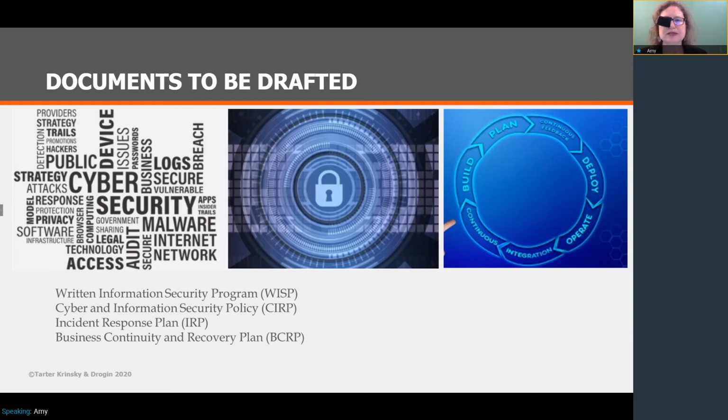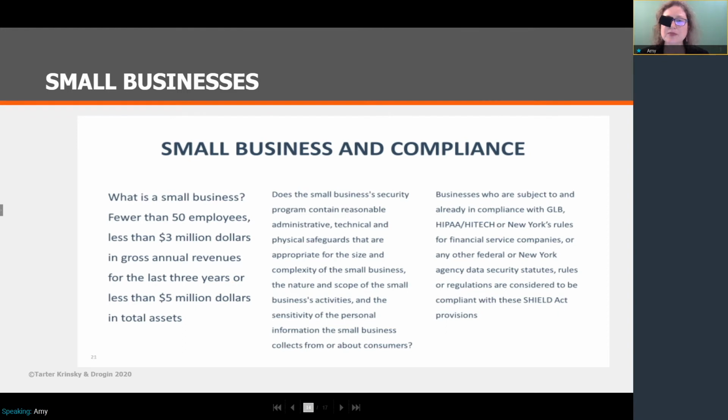Even for small business, the documents may not be quite as hefty, but they are still required. And small businesses are those with fewer than 50 employees, less than $3 million in gross annual revenue, or less than $5 million in total assets. So the law asks, does the small business security program contain reasonable administrative, technical, and physical safeguards that are appropriate for the size of the business, what the business is doing, and the sensitivity of the information the business is collecting?